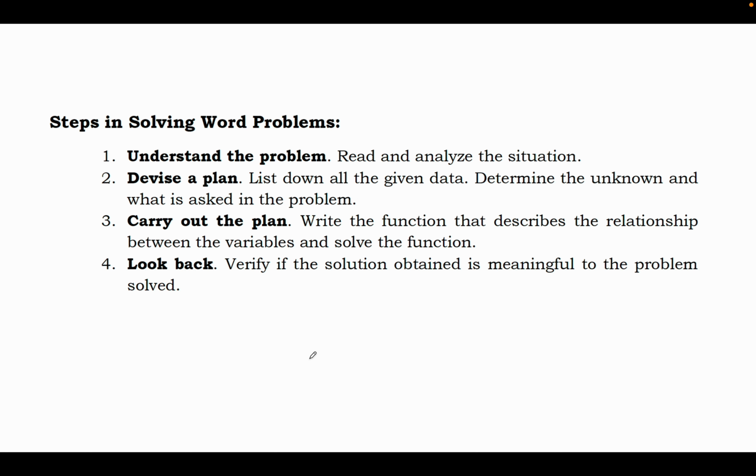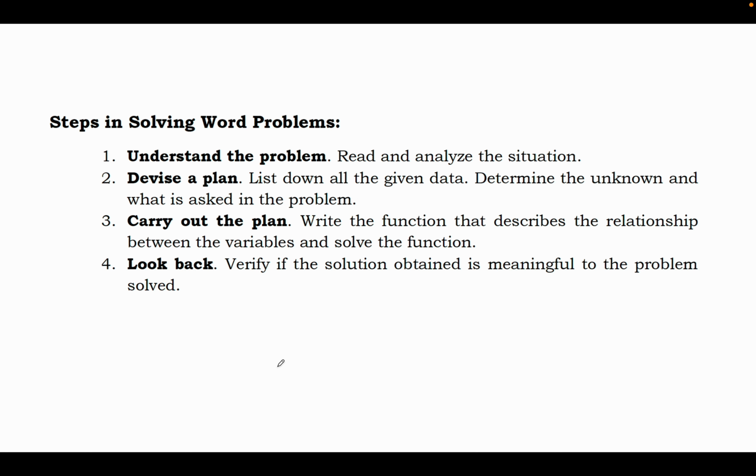Tignan nyo lang. Okay? So, when we say understand the problem, what does that mean? Pag sinabi nating understand the problem, that means we are going to analyze and understand the problem and determine what is asked. So, part of that, we are going to identify the independent and the dependent variable. Tama ba?